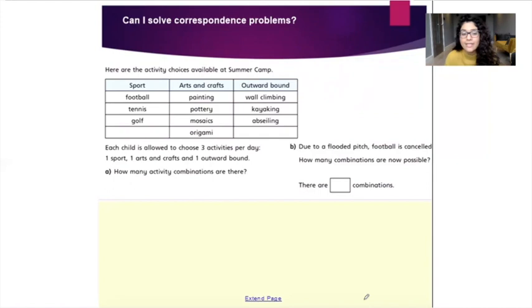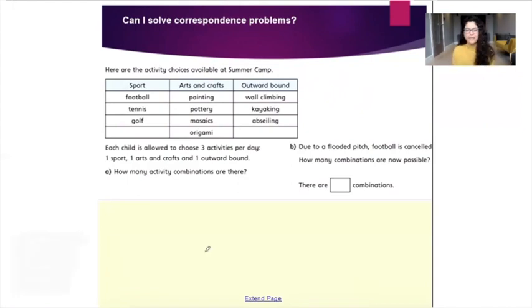So each child is allowed to choose 3 activities per day. 1 sport, 1 arts and crafts, and 1 outward bound. How many activity combinations are there? And then part B says, due to a flooded pitch, football is cancelled. How many combinations are now possible? Pause the video, have a go, and when you unpause, we will go through it together.